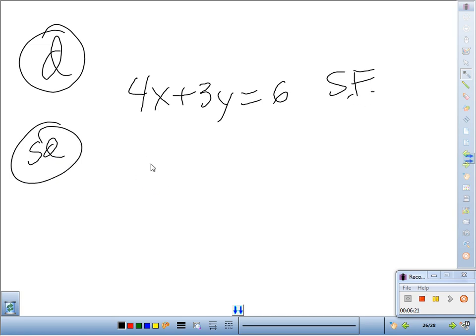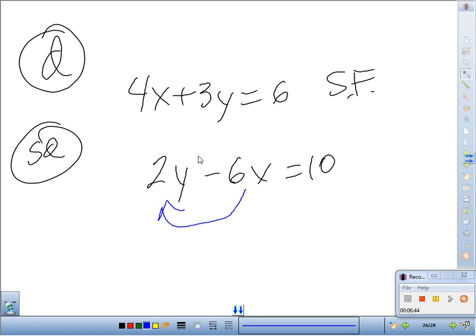How about 2y minus 6x equals 10. What is that? It's not standard form. Why is it not standard form? Which one needs to go first? X. So what can we do to change this? Using the commutative property, we can move this one over here and this one over here. So standard form is what, everyone? Negative 6x plus 2y equals 10.